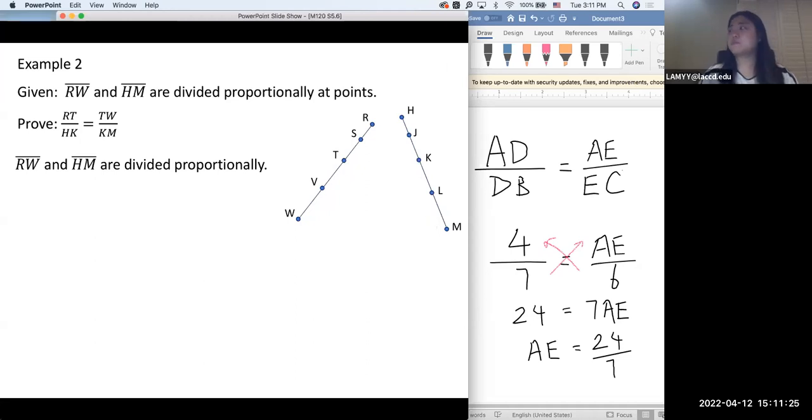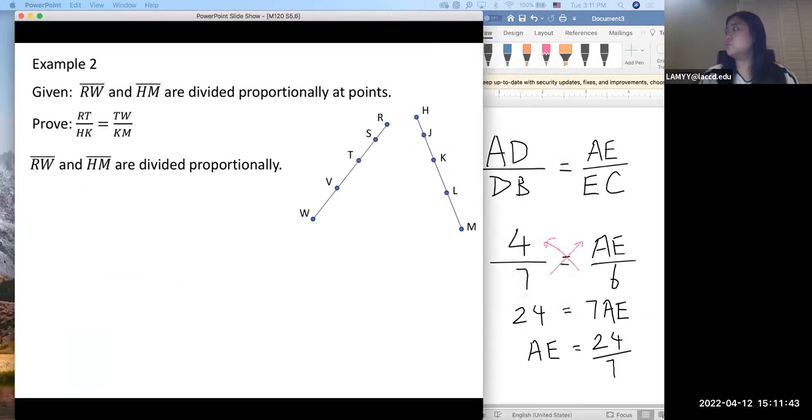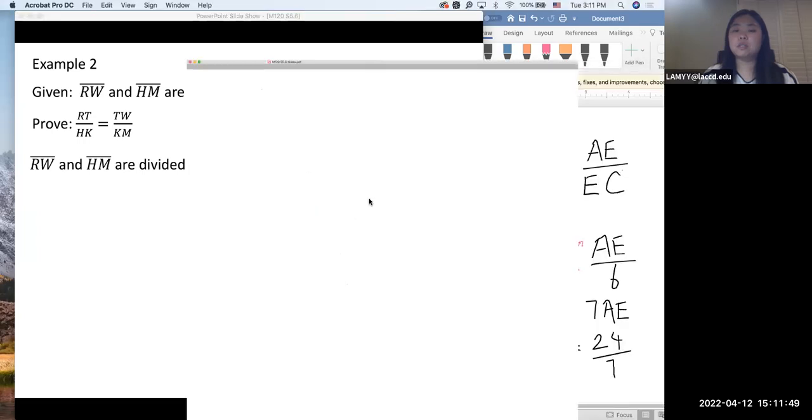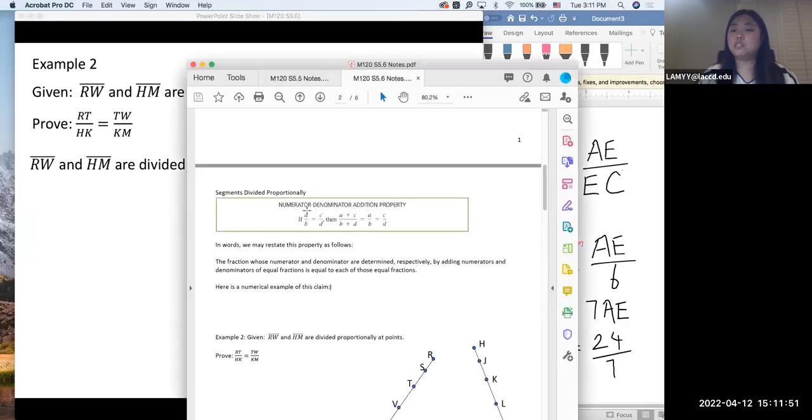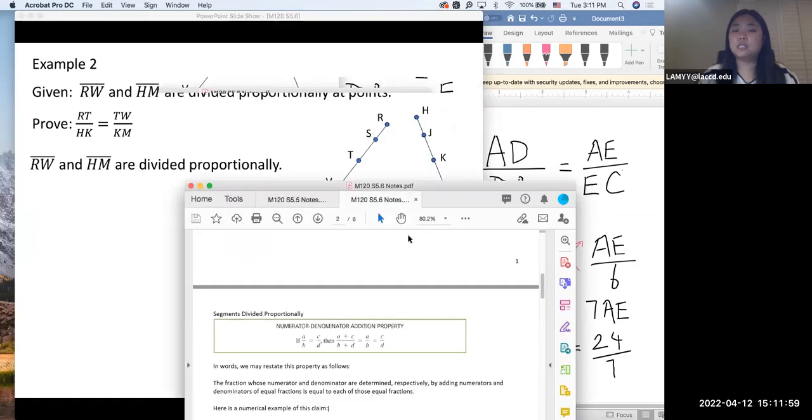Think about it. I want you to try to use the numerator denominator addition property. Try to use this property for this proof. It's not like the two-column proof. Just write down the formula, using the numerator denominator addition property.